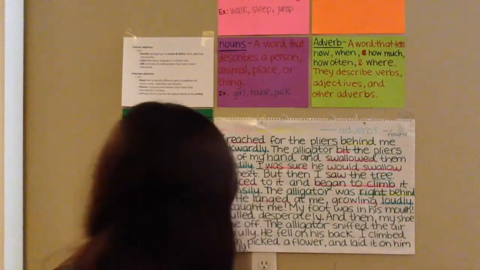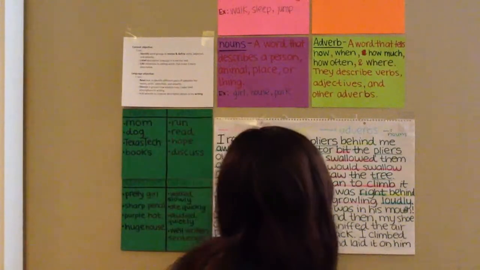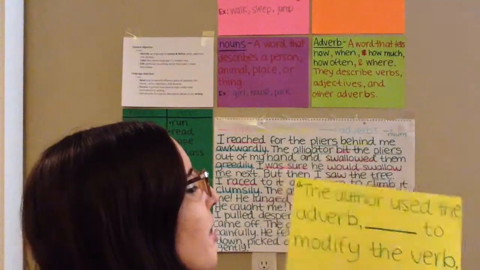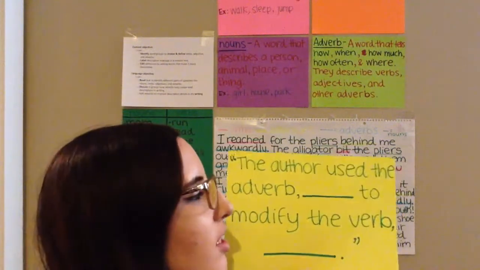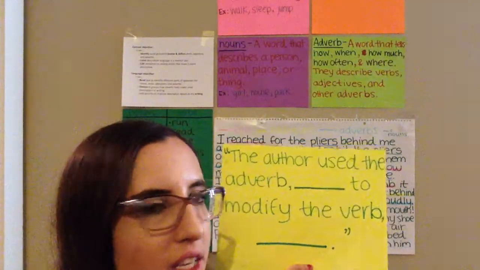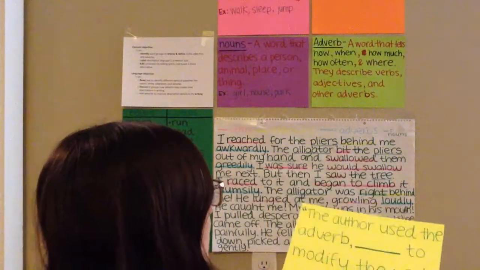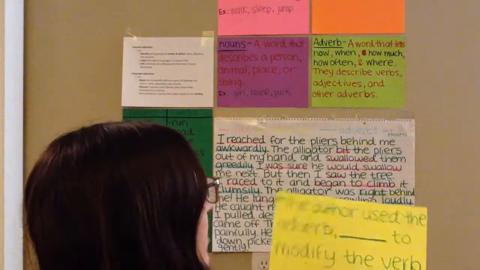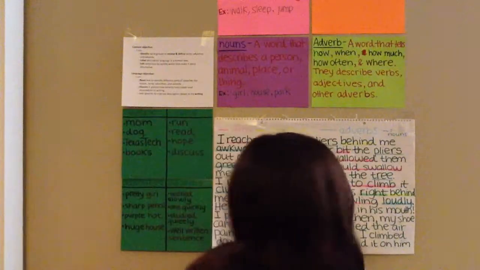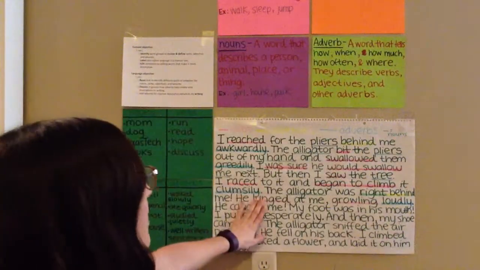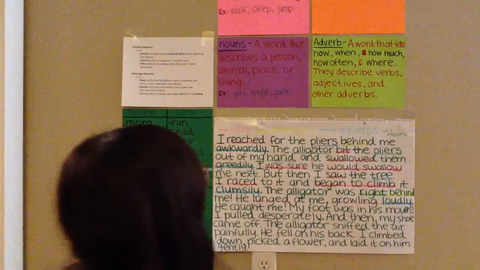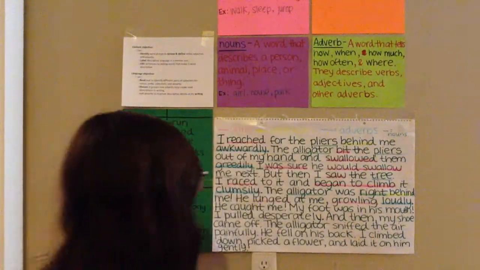So again, let's pull out our sentence. And it says, the author used the adverb blank to modify the verb blank. So talk to your partner and figure out what goes in the blanks. Good. I heard people say that the author used the adverb loudly to modify the verb growling. This is correct. Is there an adverb that is modifying the word lunged? No, you're right, there is not. Let's look at the next sentence.